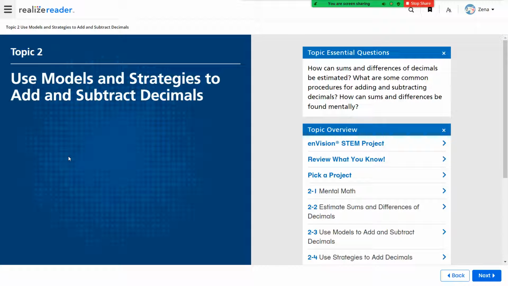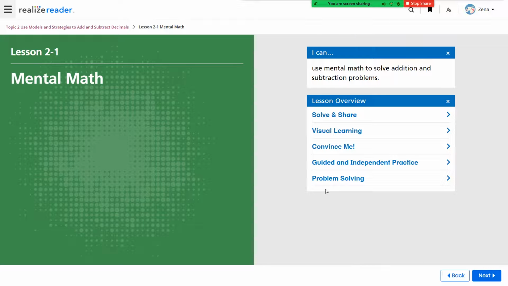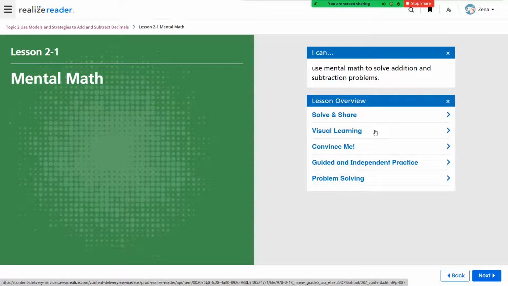Hello, fifth grade, and welcome to topic 2 of math. This topic is going to focus on using models and strategies to add and subtract decimals. So we're going to be jumping into lesson 2-1. This is focused on mental math. That just means being able to solve different math problems in your head without needing a pencil or paper.